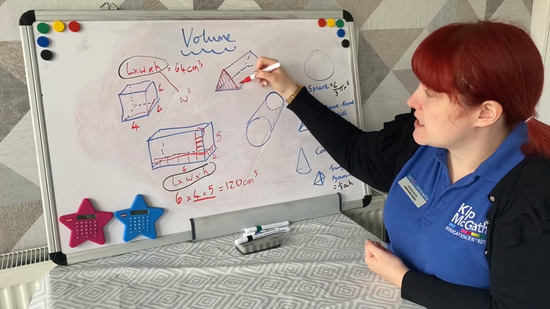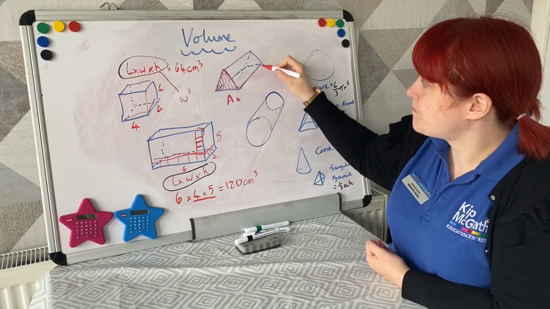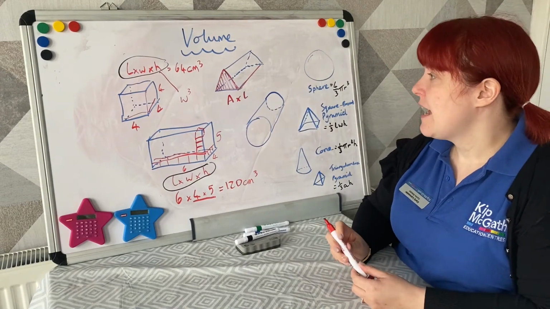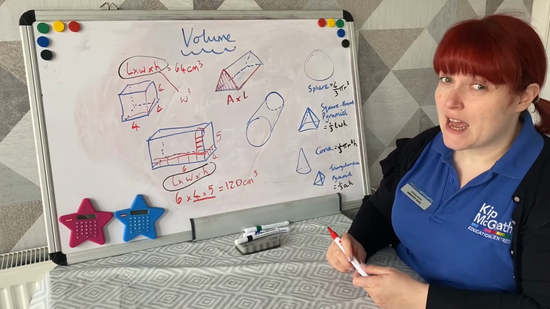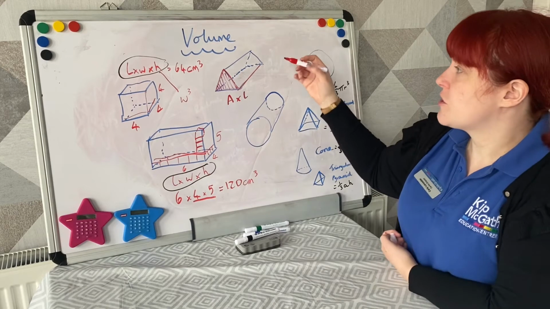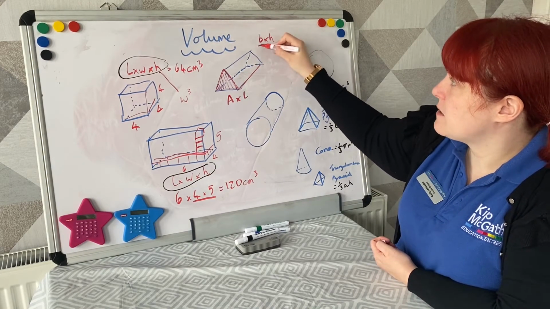So the area this time, and then times that, so area times by length, okay? Area is going to be a different formula for different shapes. Sometimes you'll be given the area and just asked to work out the volume. But for this one, because it's a triangle, we know how to find the area of a triangle. It's base times height divided by 2.